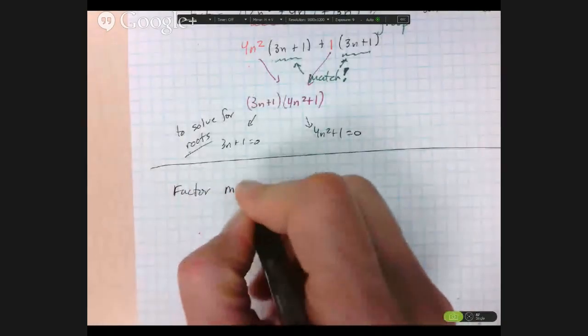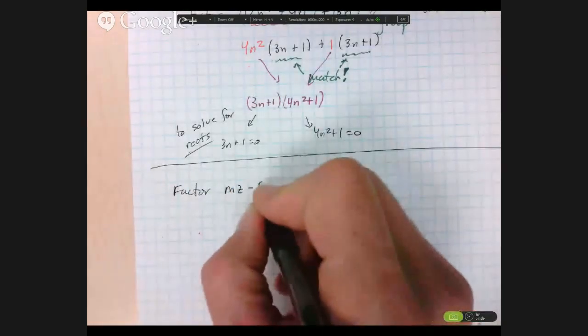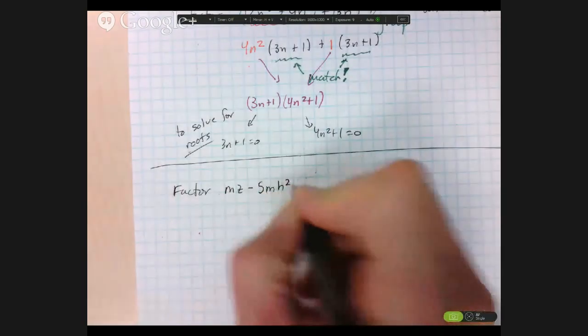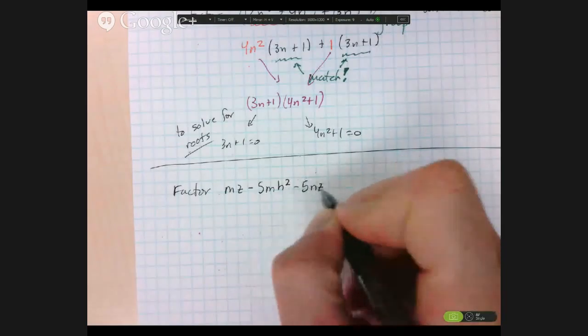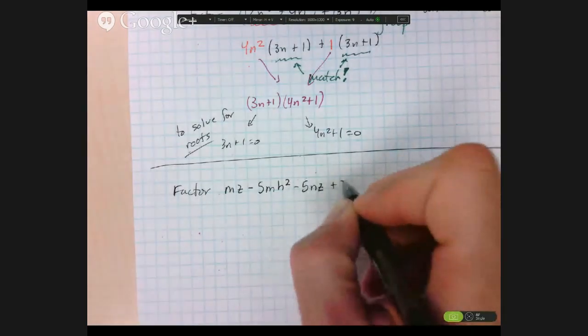mz minus 5mh squared minus 5nz plus 25nh squared.